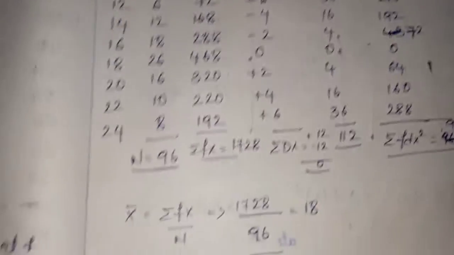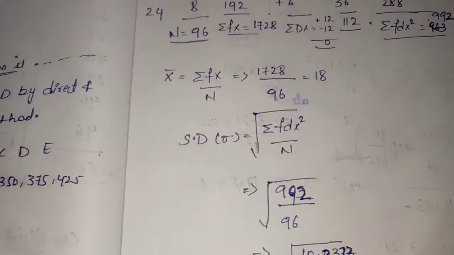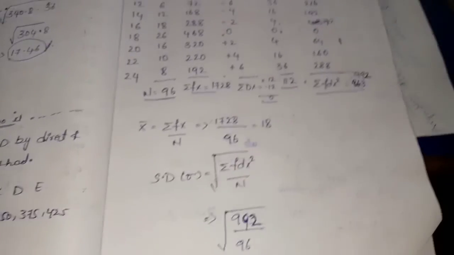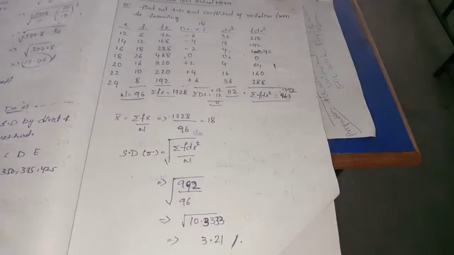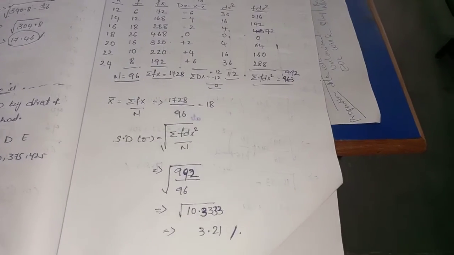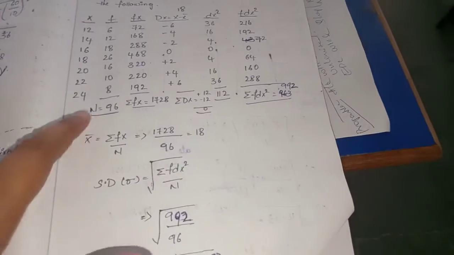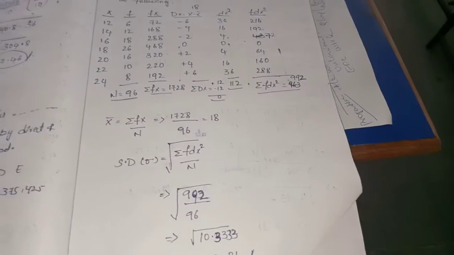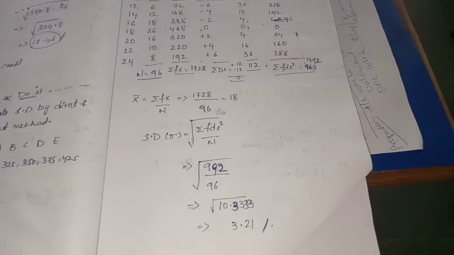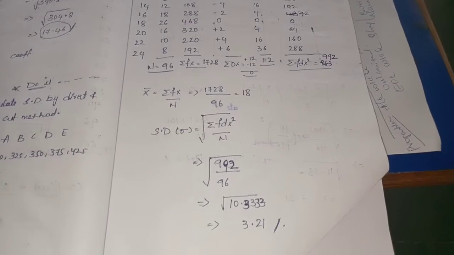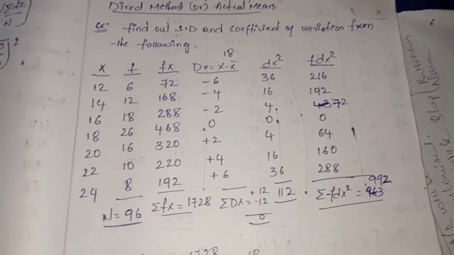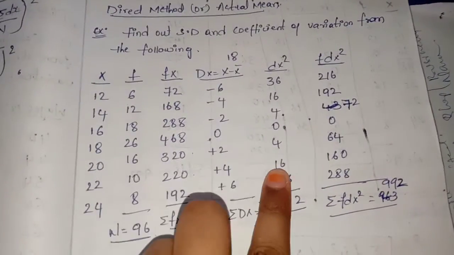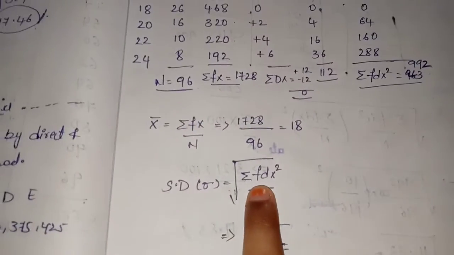We have to apply the formula, and the formula for the direct method is standard deviation equal to square root of summation f dx square by n. So f dx square is 992 divided by n, the number of frequencies, so 96. 992 divided by 96 you will get 10.33, and the square root of 10.33 you will get 3.21. So this is the direct method. We have to find out fx, dx, dx square and f dx square.